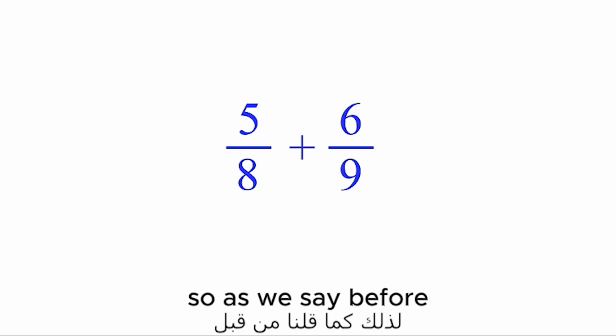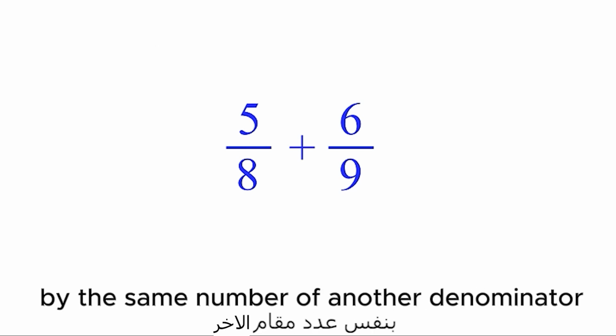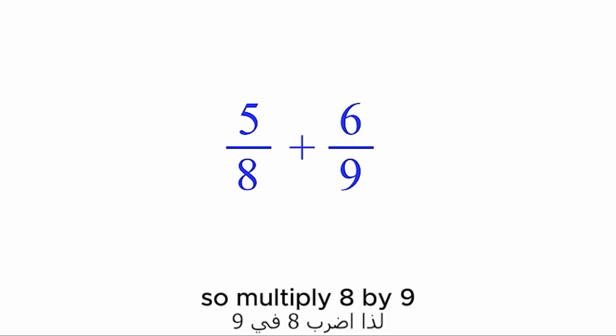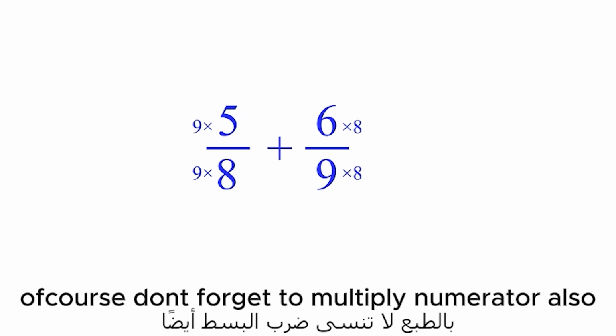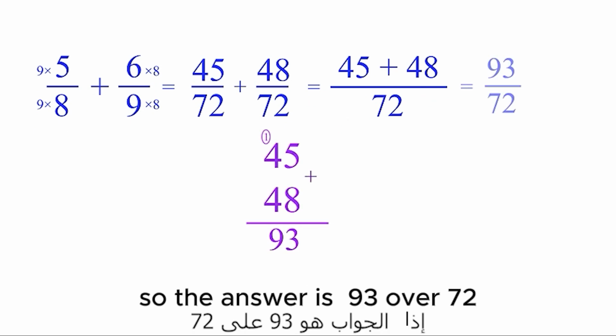So as we said before, multiply each denominator by the other denominator. The first denominator is 8 and the second is 9, so multiply 8 by 9, and 9 by 8. Of course don't forget to multiply the numerator also. Now put them over the same denominator, add them, so the answer is 93 over 72.